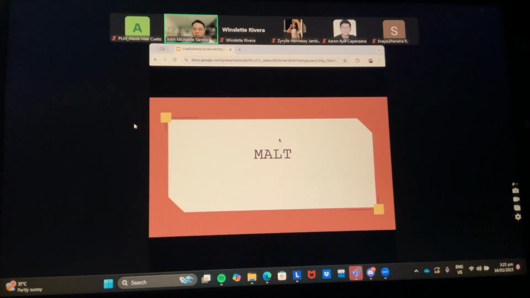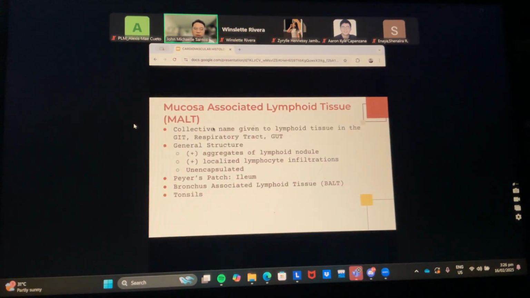And then you also have your mucosa-associated lymphoid tissue. Your mucosa-associated lymphoid tissue, it's a collective name given to your lymphoid tissue in your GIT and respiratory tract. They are just aggregates of lymphoid nodules. Kung naalala nyo kanina, yung cortex ng lymph nodes, tsaka yung cortex ng thymus, ganun lang siya, okay? Parang cortex lang siya na napadpad sa intestinal tract and in your respiratory tract. Yun yung mucosa-associated lymphoid tissue natin.